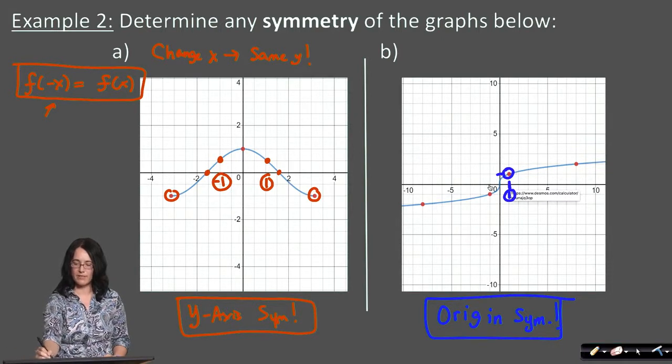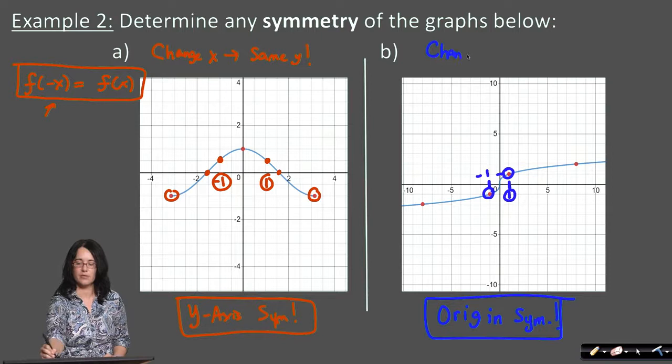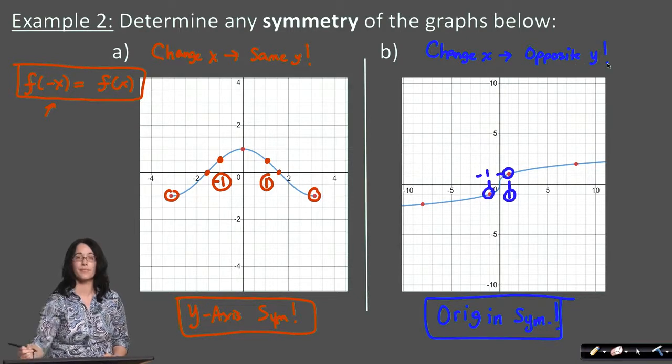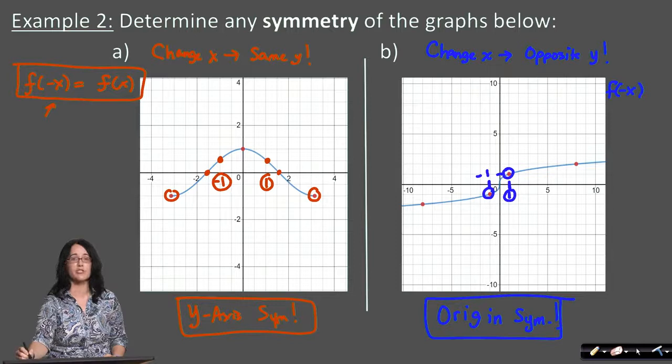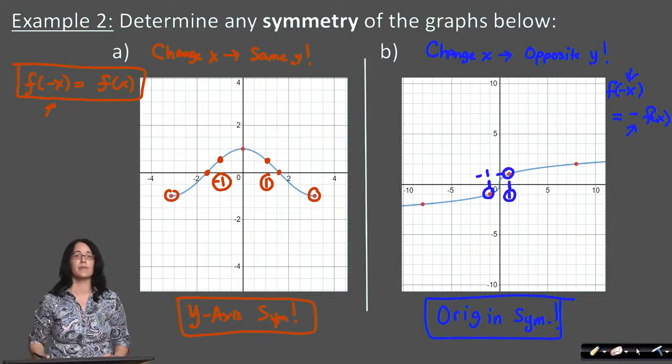But when I have a negative x value of negative 1, my y value is now at the opposite. So when I changed my x, I got the opposite y. Change the sign of my x, I got the opposite y values. In other words, the way that we'll be describing this in function notation soon will be f of negative x. When you change the sign of your x, you actually get the opposite, so a negative f of x, the opposite y value. So that will be how we'll be describing it in function notation.